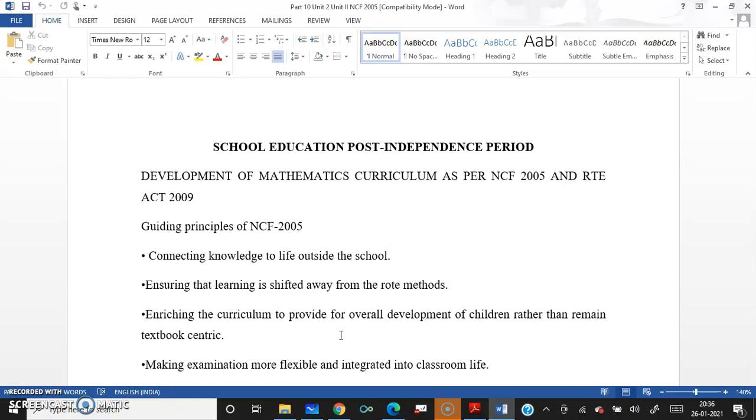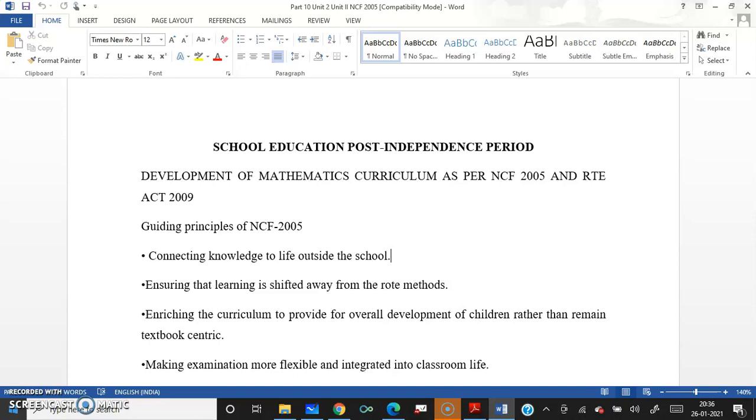So this plays a very important role. They have framed the National Curriculum Framework, the development of the mathematics curriculum as per NCF 2005 and the RTE Act, meaning the Right to Education Act 2009. What are they? We are going to see the guiding principles of NCF 2005. What are the guiding principles of NCF 2005?